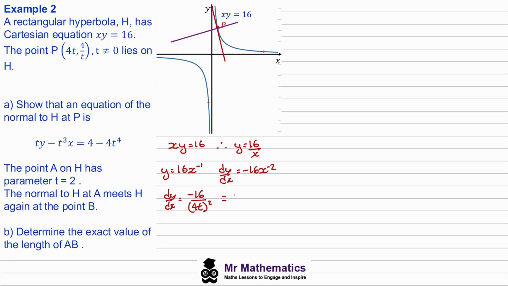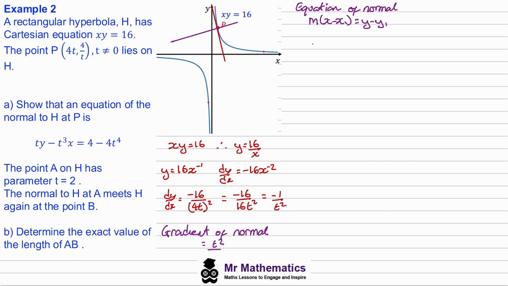So we'll expand out our denominator. We get negative 16 over 16t squared. These will cancel. So the gradient of a tangent will be negative 1 over t squared. This will give us the gradient of a normal as positive t squared. And now we can use the equation of a straight line. We know m is t squared. We can substitute in our x and our y values. So we'll get y minus 4t will equal y minus 4 over t.